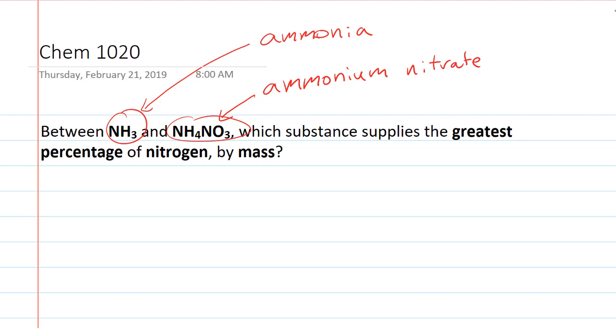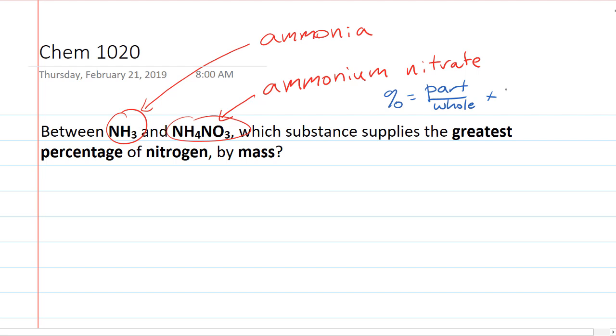So what we're going to do here today is calculate that percentage. This is one such application. Percentages, and it's not just in chemistry, are always calculated the same way. How do we always calculate a percentage? Part over the whole, times 100. Okay? So percentages are always the part over the whole times 100.